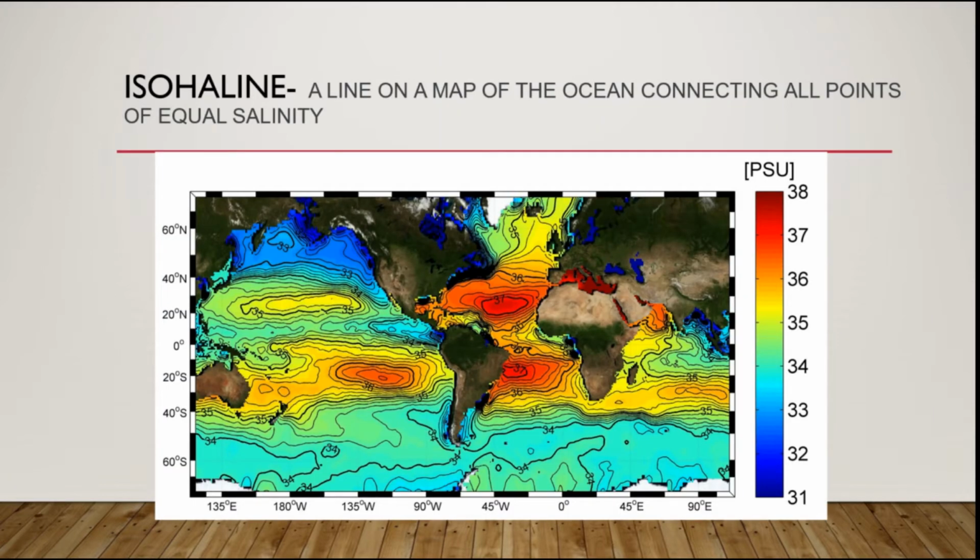So here in the image, you can see some lines on the oceanic part of the map. These are isolines, that is, isohalines. Isohaline is the line which joins all points on the ocean having equal salinity.